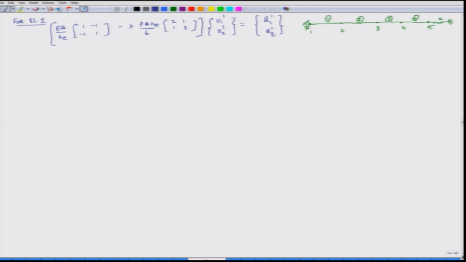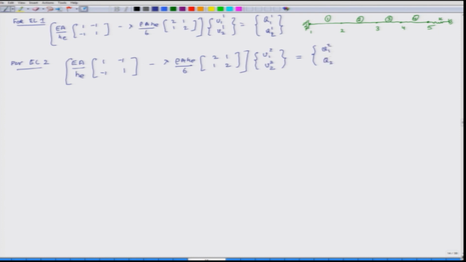The equations for the second element are identical, except that the superscript 1 becomes 2, because we have assumed that the length of the element is the same in all the cases. So, for element 2, EA over He times [1, -1, -1, 1] minus lambda rho A He over 6 times [2, 1, 1, 2], this entire thing is multiplied by u1, u2 for the second element, and that equals the q vector q1, q2 for the second element.